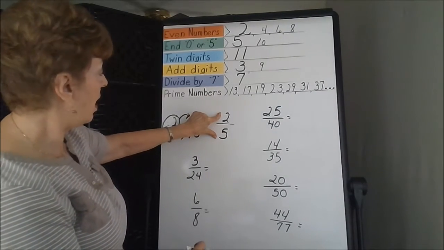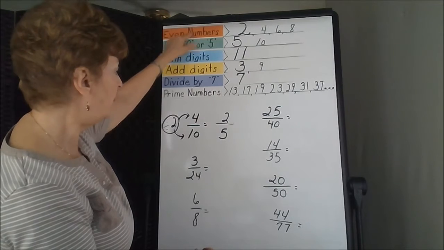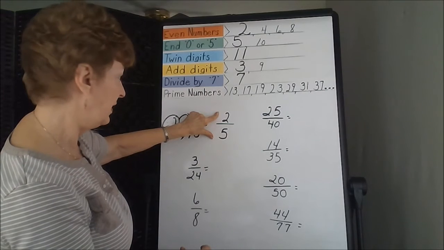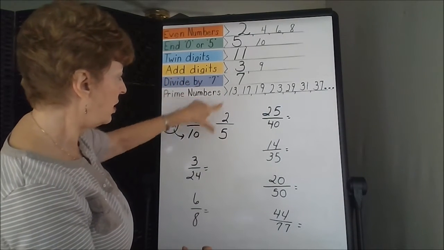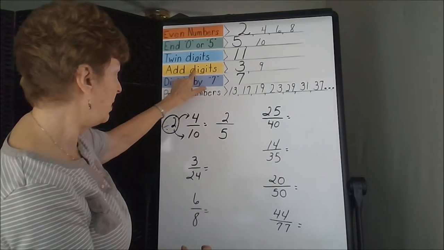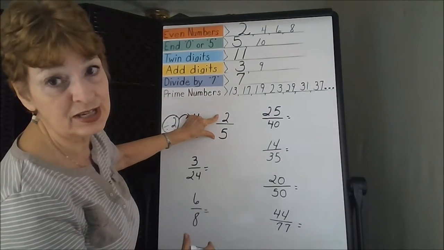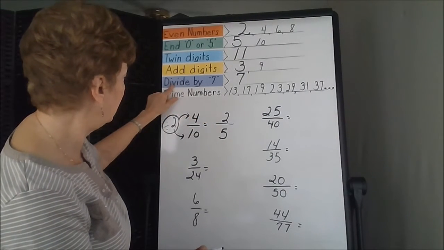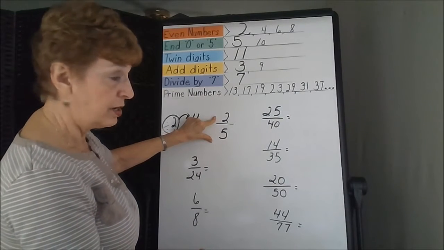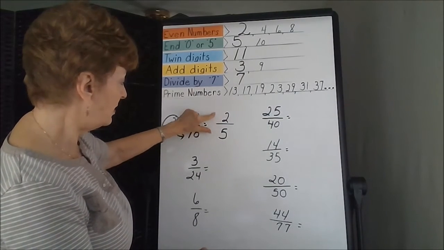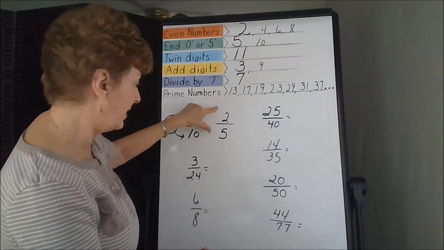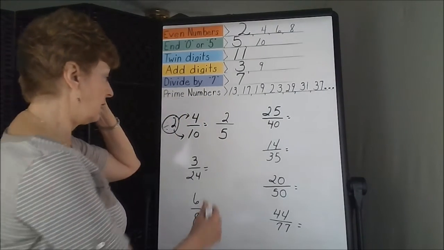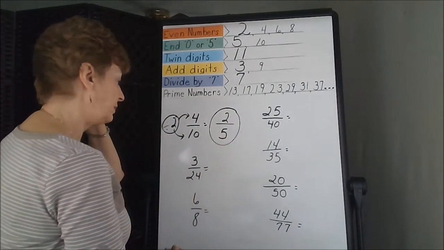Check this out. Are both numbers even? No. Do they both end in a 0 or a 5? No. Will 3 work in the 2 or the 5? We would add the digits, but these digits are just singles. 3 or 9 will not divide into 2 or into 5, so skip that. Is it divisible by 7? No. And these two numbers are smaller than all of the primes that we've talked about before. So this particular fraction is what we call in lowest terms.